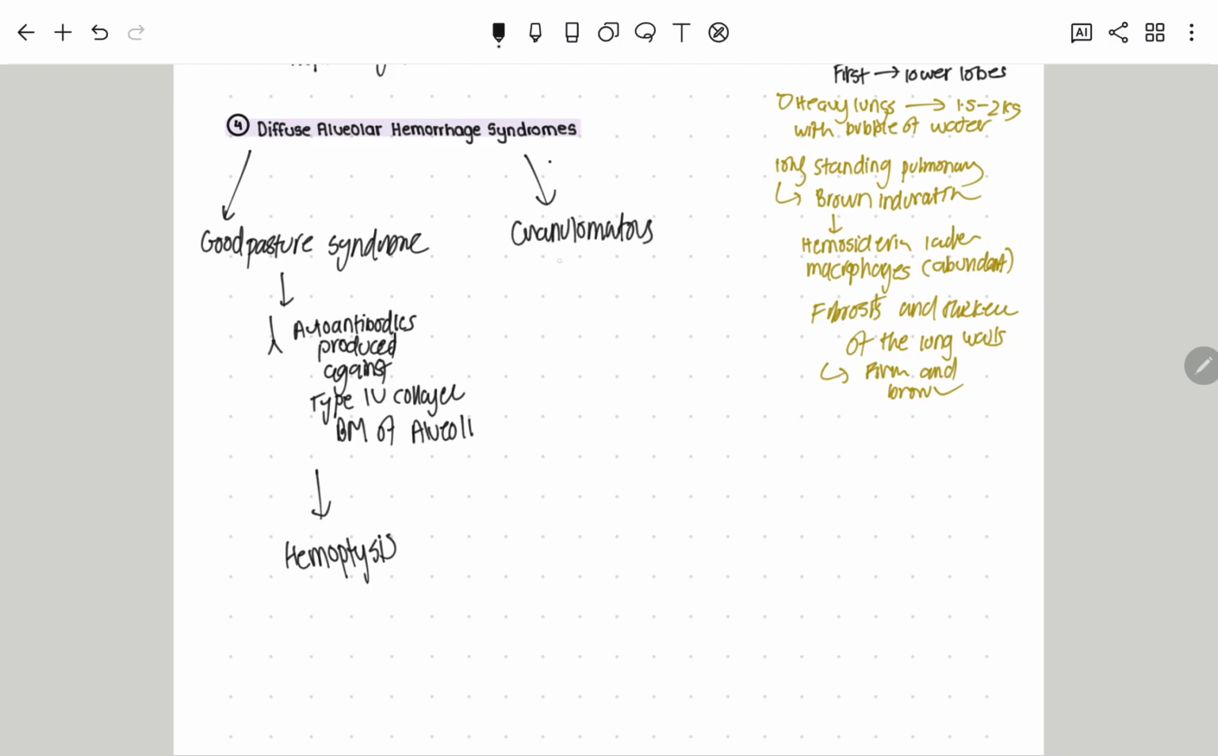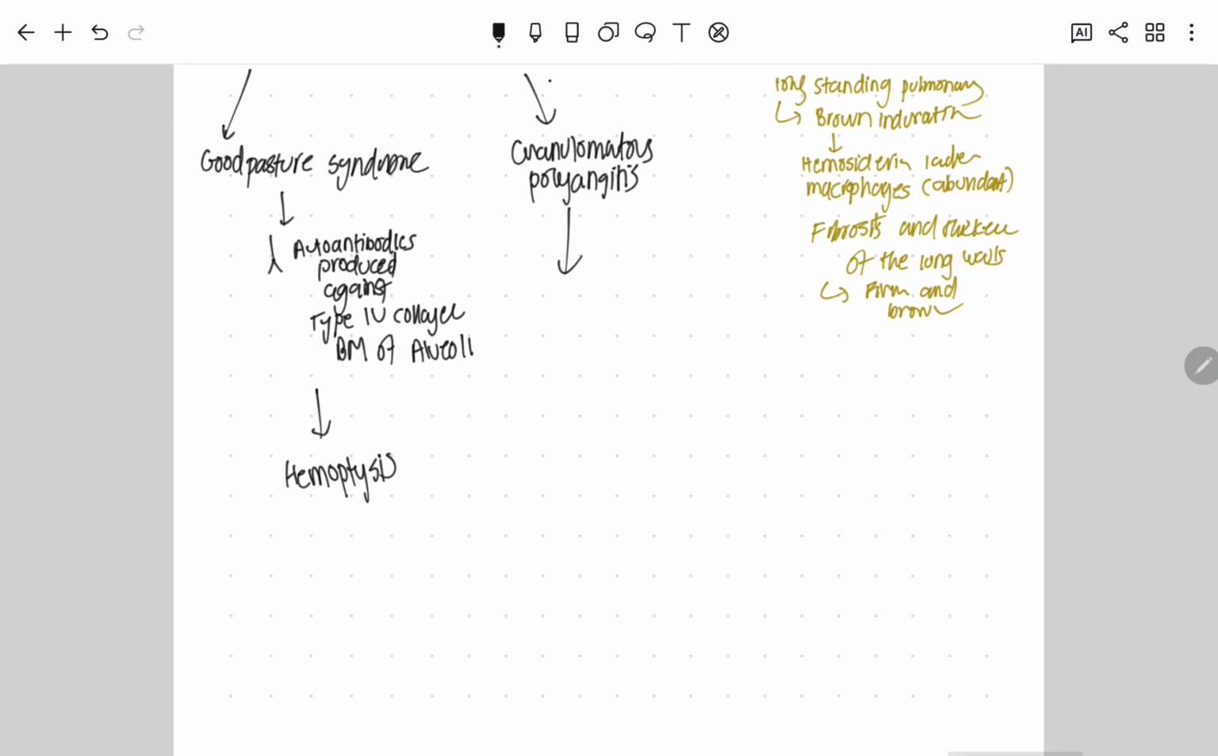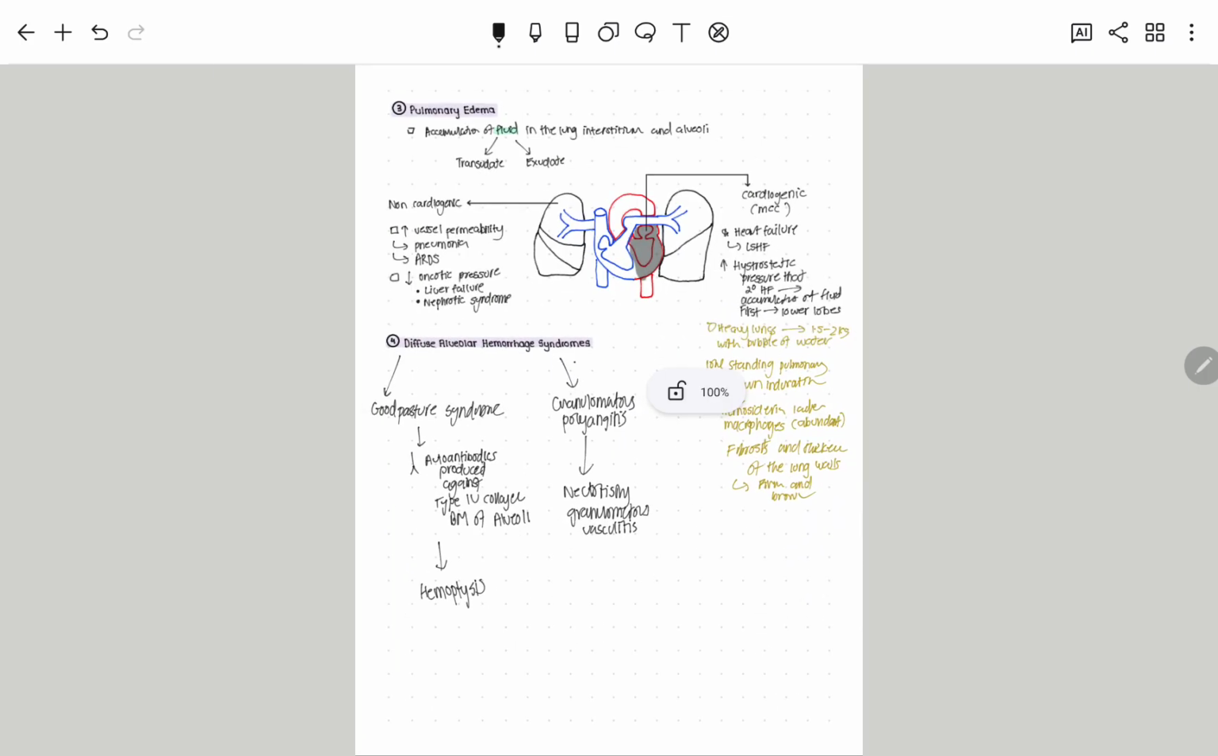And the second disease that causes diffuse alveolar hemorrhage is granulomatous polyangiitis, which for now what you need to know, or you already probably know a lot more about from vascular pathology, is that it is just a necrotizing granulomatous vasculitis that has presentations with respect to the pulmonary circulation as well. And that should basically cover everything that you should be able to talk about in this question. I hope this helps.